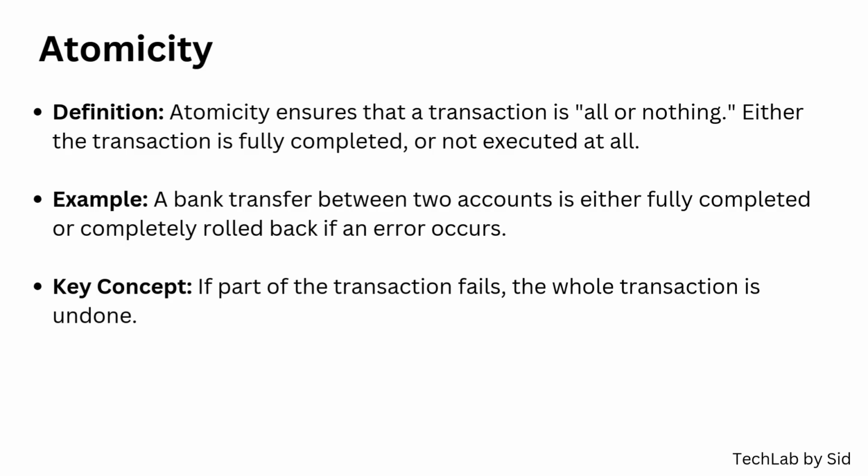Imagine you are transferring money from one account to another. The transaction involves two steps: subtracting the money from one account and adding it to another. If any step in the process fails, the entire transaction should fail. This guarantees that the database is not left in a partial or inconsistent state. If something goes wrong midway through the transaction, such as a network failure, the changes made up until that point will be rolled back, ensuring data integrity.